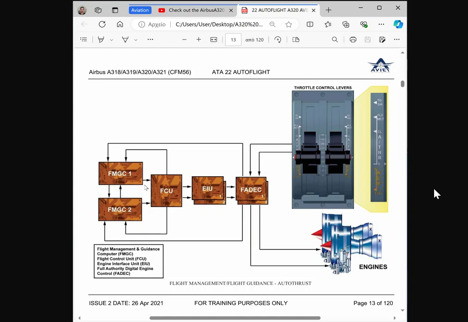So to fulfill the auto thrust function, the FMGCs communicate with the FADEC by the FCU, flight control unit, and the engine interface unit. Guys, engine one, what engine interface unit is connected?